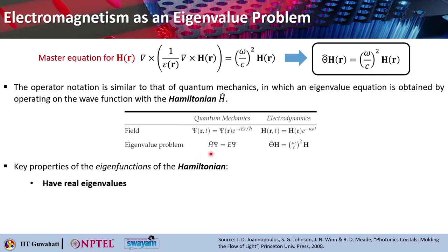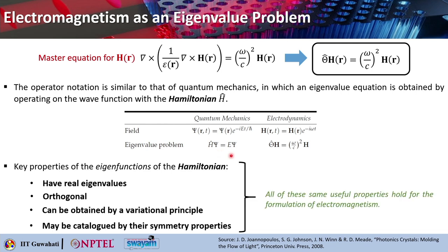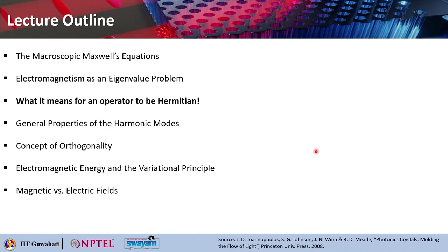So here, the key properties of the eigenfunctions of the Hamiltonian are that they have real eigenvalues, they are orthogonal, they can be obtained by a variational principle, and they can be categorized by their symmetry properties. And all these properties also hold for the formulation of electromagnetism.